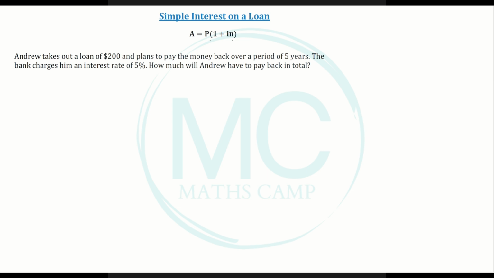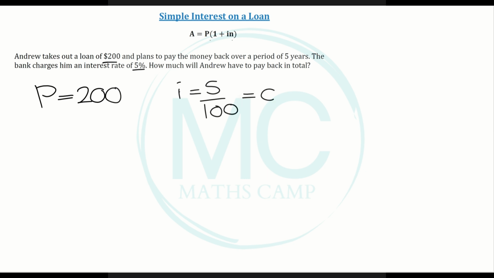P is the amount of the initial loan, which you can see is $200. You can say P is equal to 200. I is the interest rate provided by the bank. You can see it is 5%. So we can say I is equal to 5 over 100, which gives us 0,05. Andrew plans to pay back the money over 5 years, so N is equal to 5.